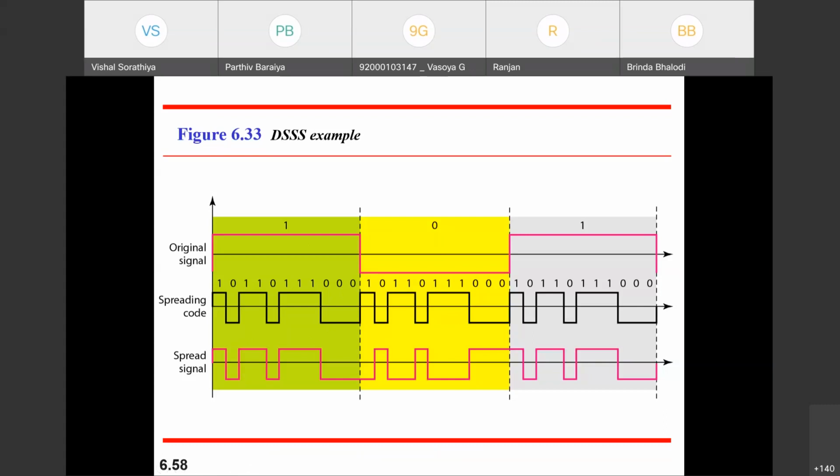So whenever a 1 comes, the same chip is going to be transmitted. Whenever a 0 comes, it is just inverted. So when 1 comes, the chip goes as it is. When 0 comes, the chip is inverted.